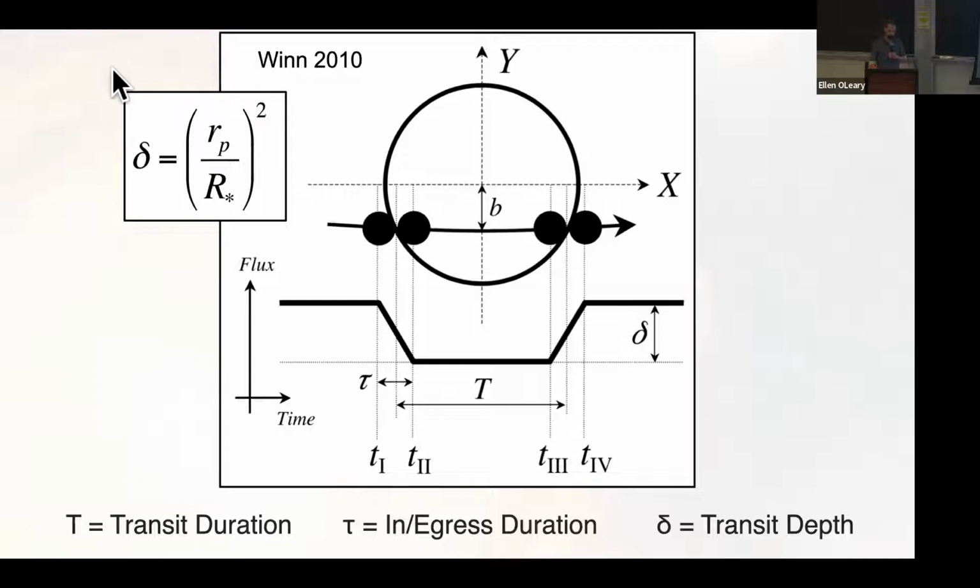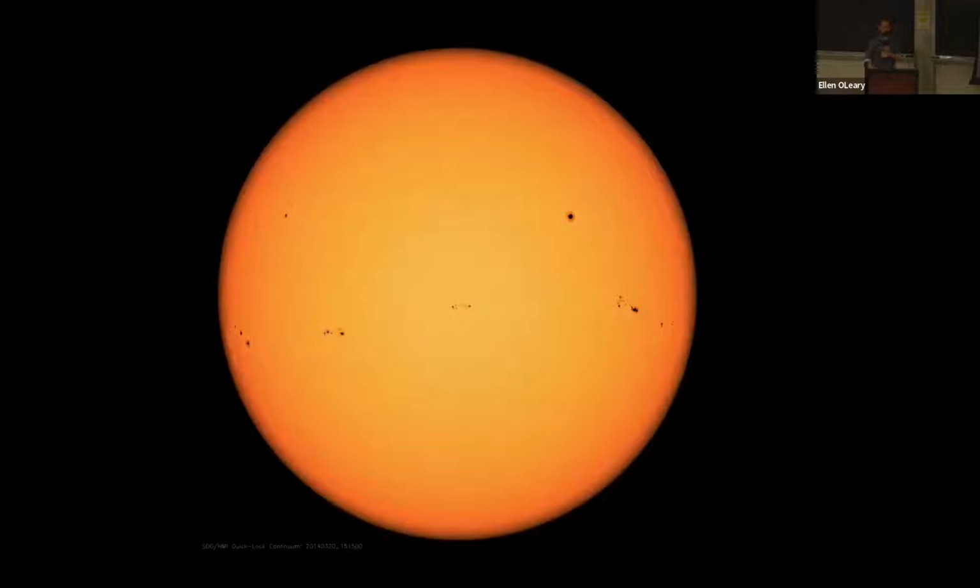And so many of you will have seen this equation, which is that the depth of the transit is equal to the radius ratio of the planet to the star squared. But this equation actually only holds in a sort of idealized picture. And this is the picture that you see up here, which is that the star has a completely uniform intensity across the stellar disk. Of course, this is not what stars actually do.